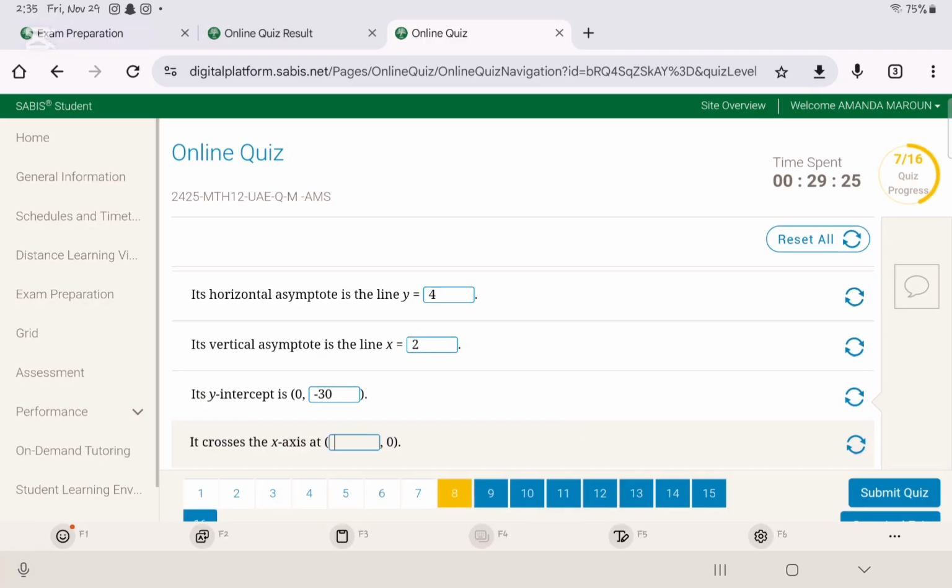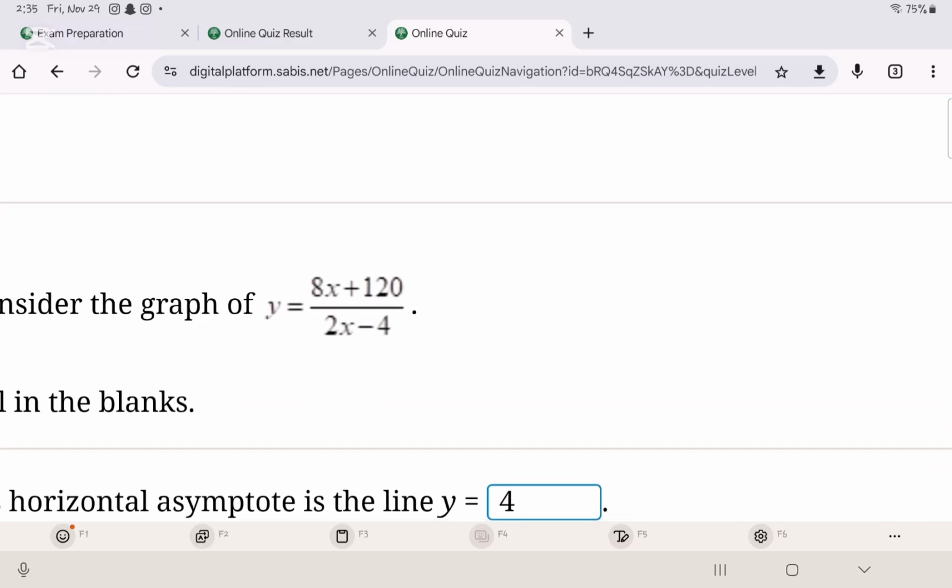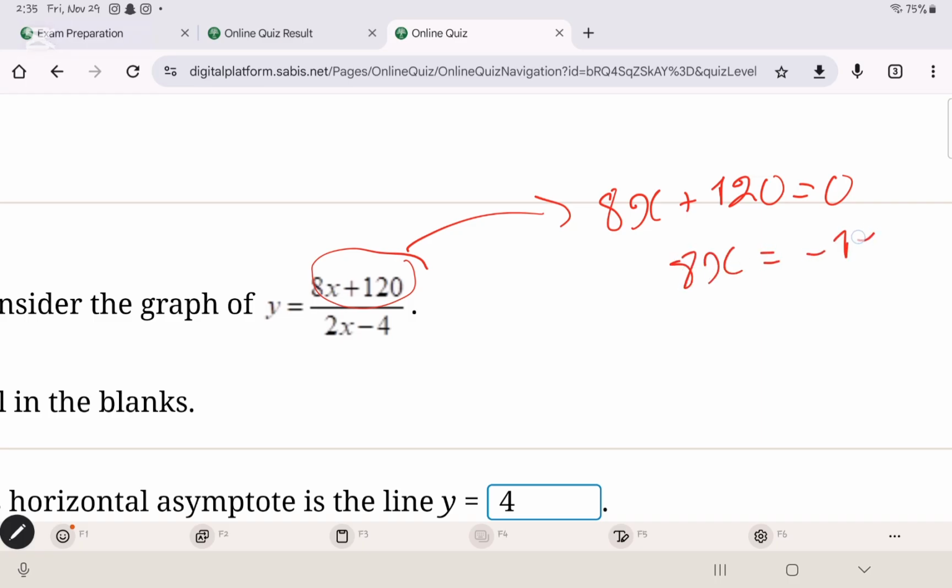Now to find the x-intercept, where it crosses the x-axis, what you are going to do is take the numerator and solve it. So it's going to become 8x plus 120 is equal to 0. 8x is equal to minus 120, x is equal to minus 15.